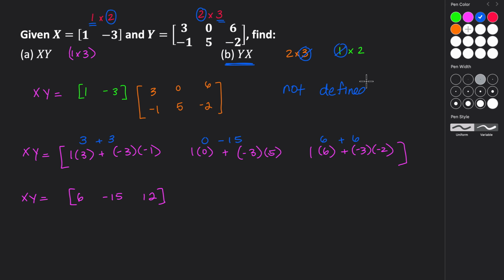That's pretty interesting because this shows us that matrix multiplication is not commutative generally. So x times y does not equal y times x, and that is generally true when we're talking about matrix multiplication. So when we're doing the product of two matrices, you really have to be careful about the order in which you multiply them.